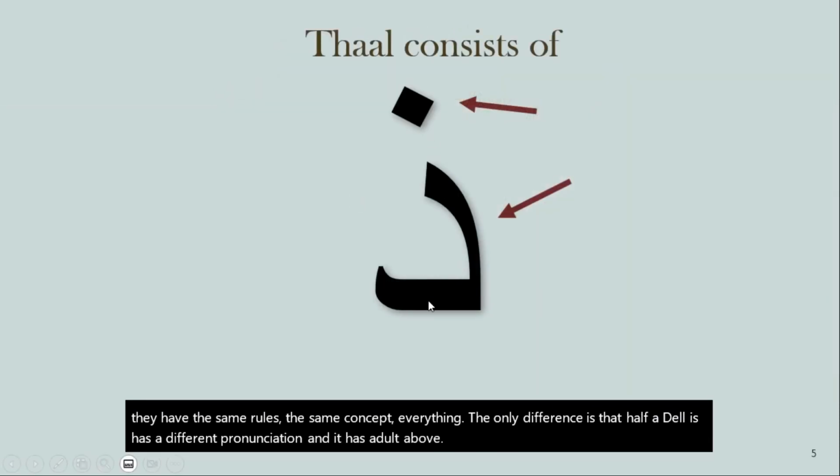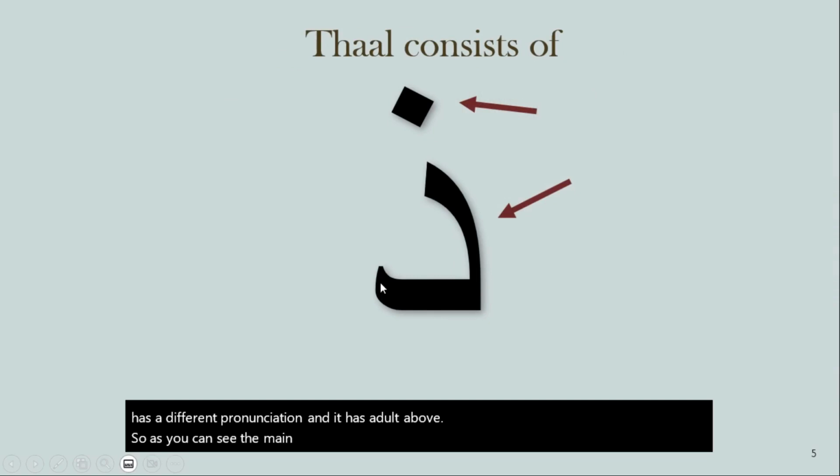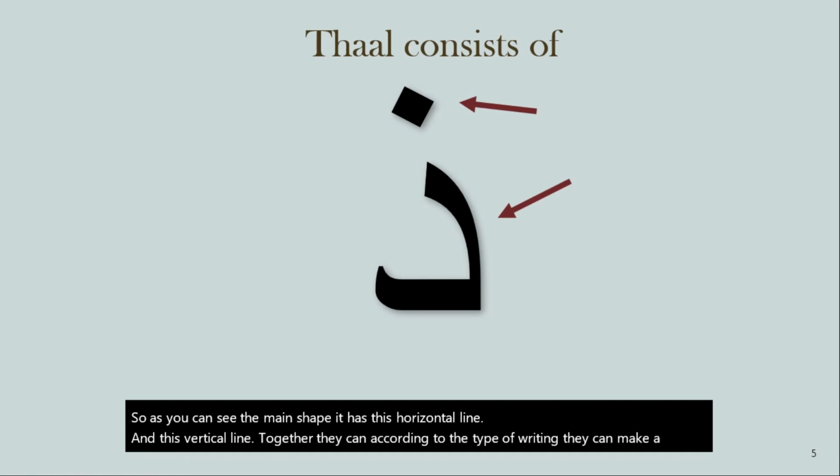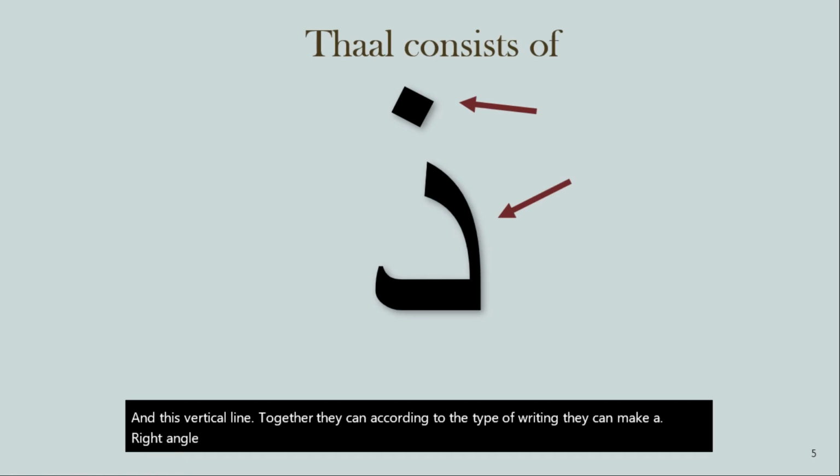So as you can see, the main shape has this horizontal line and this vertical line. Together, according to the type of writing, they can make a right angle, or they can make an acute angle, a small one. Okay, and of course it has a dot above it. This is حرف الذال.